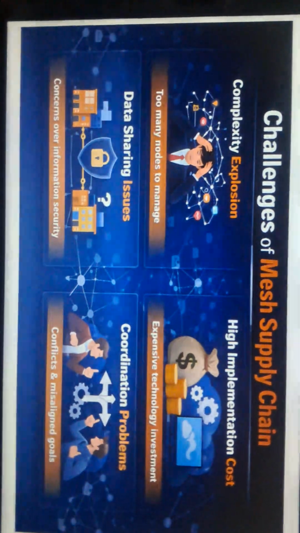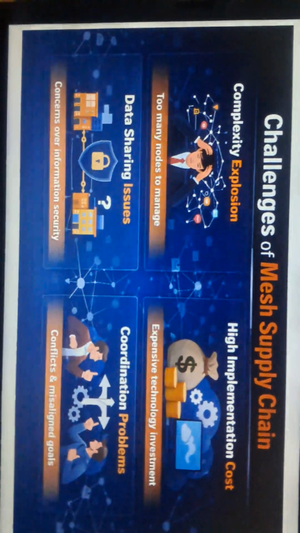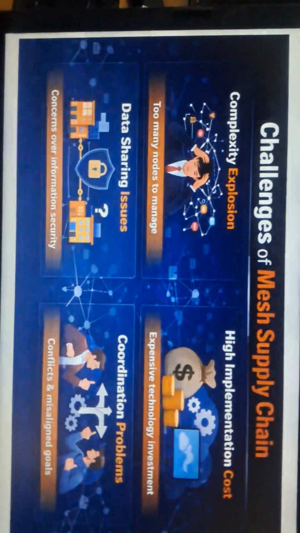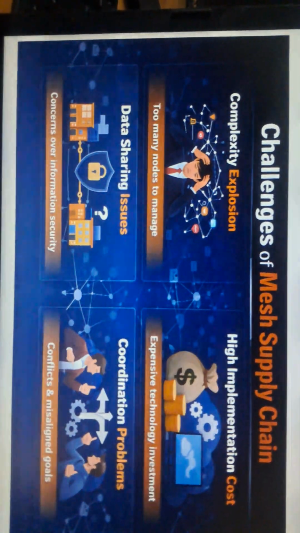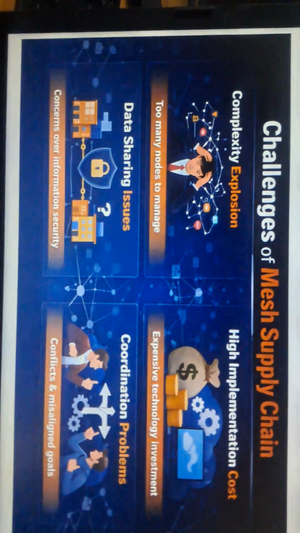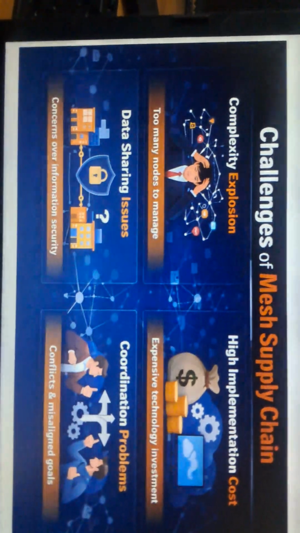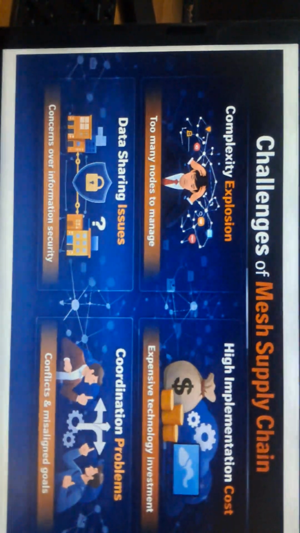Here are some of the challenges that we are supposed to talk about. So one is what? Complexity. Second one is high implementation cost. The third one is data sharing issue. Fourth one is a coordination problem. So as I said, the first problem or challenge being faced by mesh supply chain is complexity.